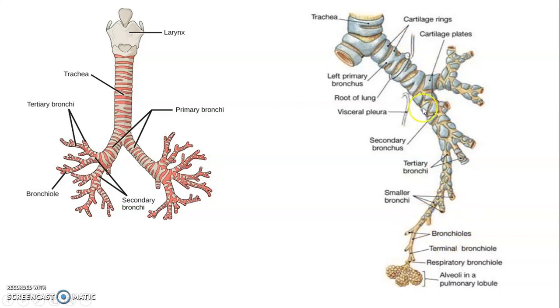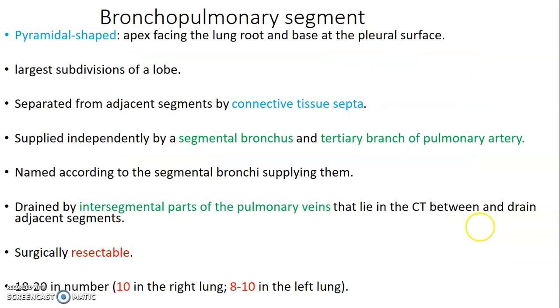There's no cartilage. So you are sort of trying to thin the wall so that at the alveolar level you're able to achieve gaseous exchange because of a very thin barrier that will allow diffusion. You don't want cartilage close to the lung where gaseous exchange occurs. So what is a bronchopulmonary segment?